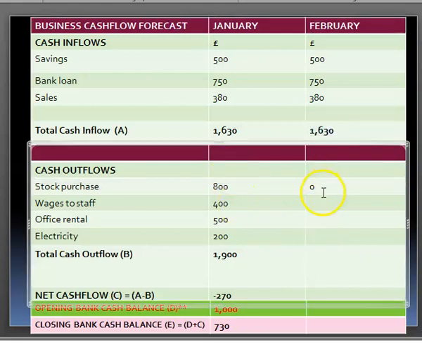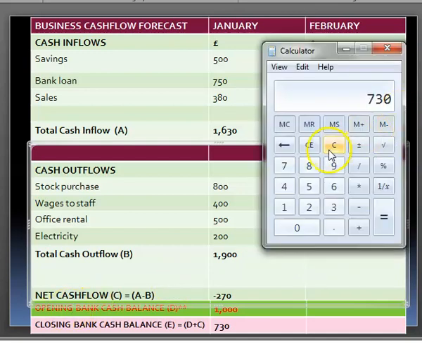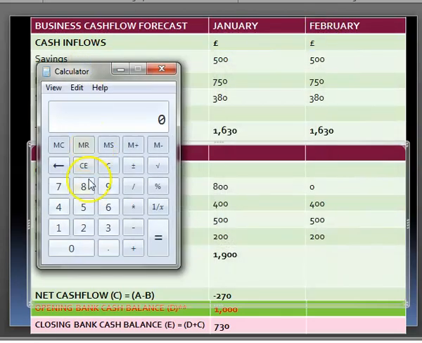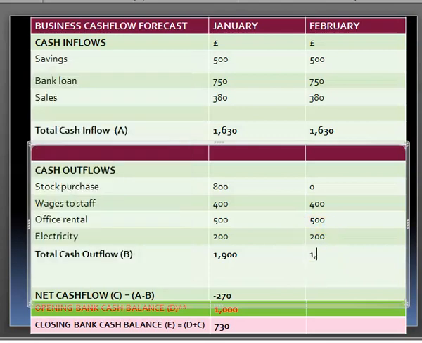But for cash outflow, what changed is that they did not buy any stock, so we put 0 in there, but everything else remains the same. They still pay £400 for wages, £500 for rental, and £200 for electricity. When you add these three items together, let me bring the calculator here, £400 plus £500 plus £200 is 1,100. So they are spending 1,100 in February, which is less than what they were spending in January if you look at the two figures.